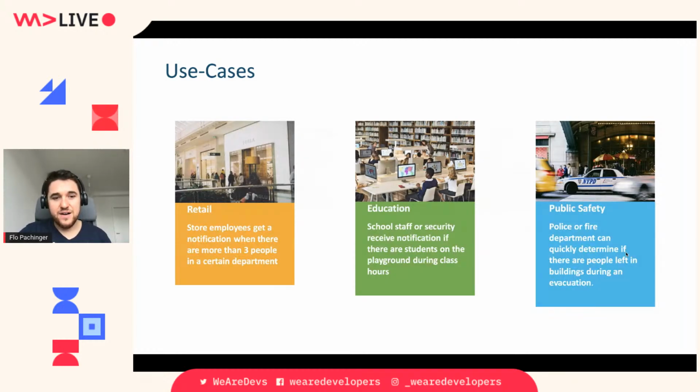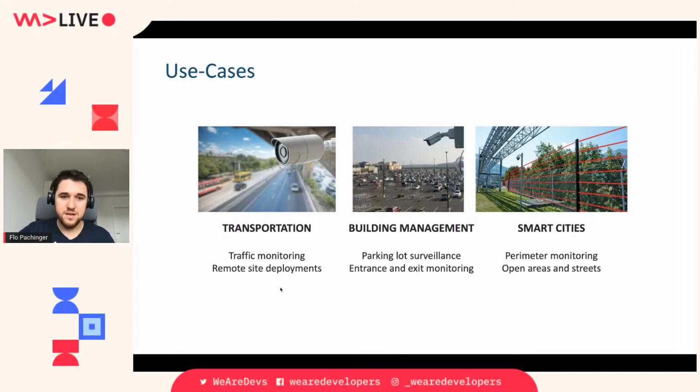Other use cases, as you've seen, are in transportation, so traffic monitoring for sure, and remote site deployment, where you can see if there is a lot of traffic going on or not, or why there is a lot of traffic. Then you can go further and leverage the historical data to predict that on this day in the next 2 weeks there will be more traffic on this road, for example. Also building management, so parking lot surveillance.